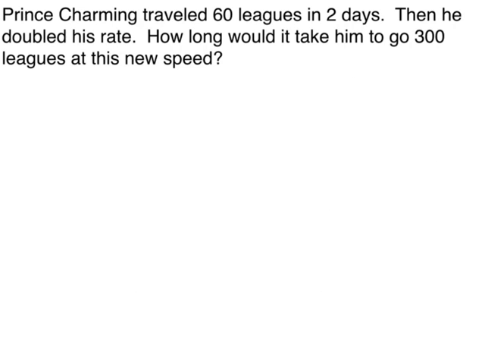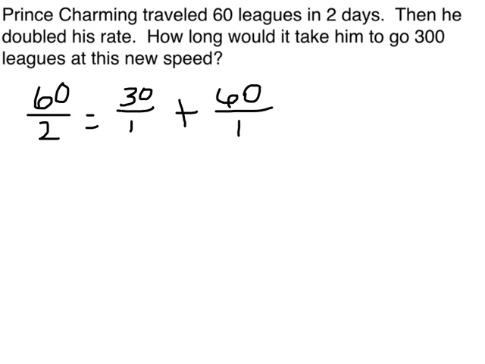Alright, let's look at some examples. Prince Charming traveled 60 leagues in 2 days. So 60 in 2 would be 30 in 1, so 30 leagues per day. Then he doubled his rate. So double would be 60 per day. How long would it take him to go 300 leagues at this new speed?